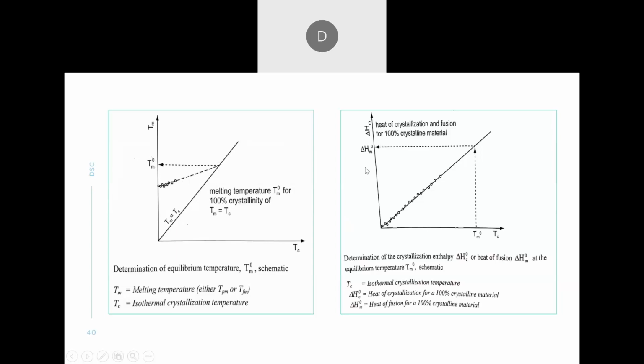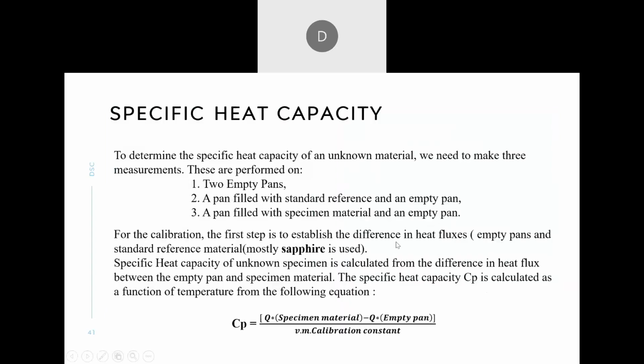Now to find out delta Hm naught. In DSC, basically what I am doing is finding the value of del Hm. So if I plot a graph of del Hm versus crystallization temperature Tc, and I know the value of Tm naught, then I can find the corresponding del Hm for Tm naught, which is equal to del Hm naught. So in this manner, using DSC I can find out del Hm naught. Now going into the next slide.